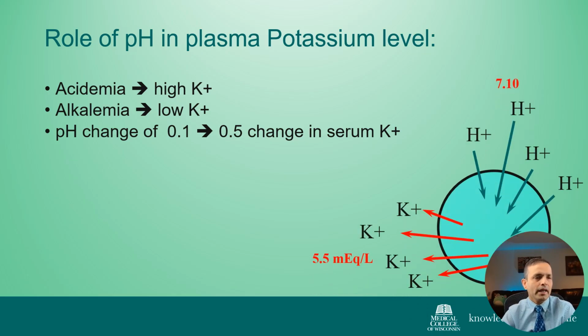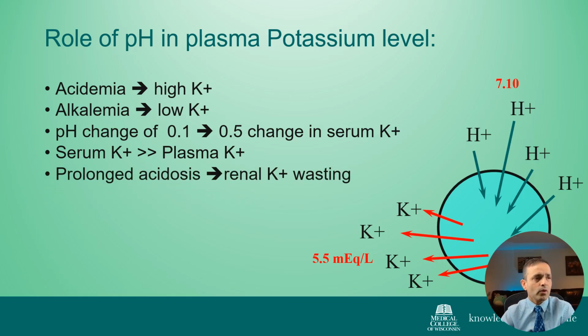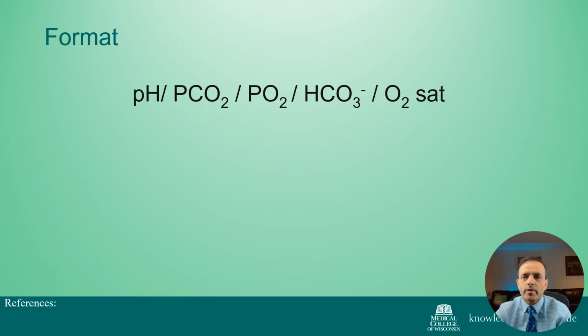Like we talked about, whenever hydrogen ion goes inside the cell, potassium needs to come out. That results in a higher potassium number. Serum potassium is more than plasma potassium. Prolonged acidosis results in renal potassium wasting. Whenever you are writing an ABG, you are going to follow this convention: you start with the pH, followed by CO2, then oxygen, then bicarbonate and oxygen saturation.